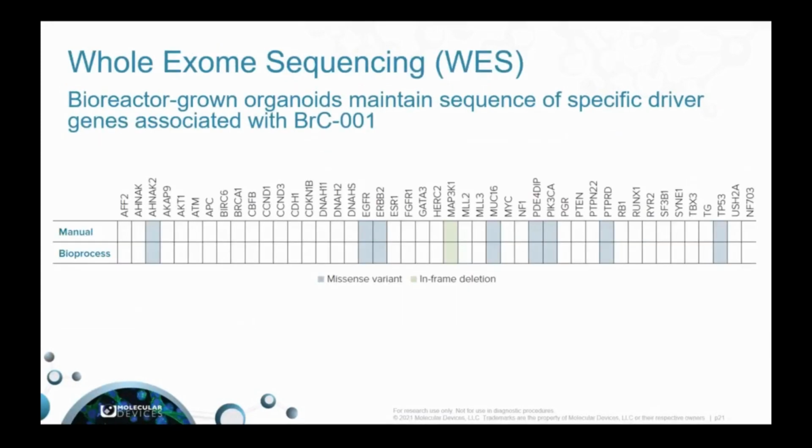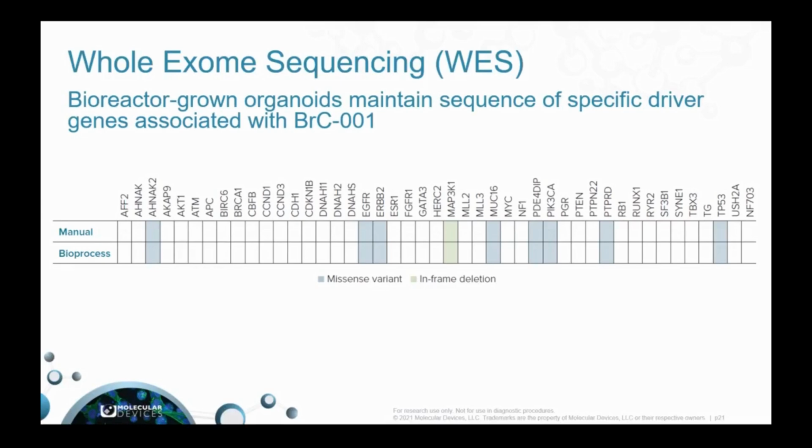We also ran whole exome sequencing to check if the genetic profile of organoids changes between the two expansion methods. Here, specific driver genes were selected for investigation, and this list was actually based on the one that was previously described. The analysis indicated that organoids expanded using the two different approaches were similar. So essentially, organoids expanded in the bioreactor retained the same genetic profile as those that were expanded in the manual culture.